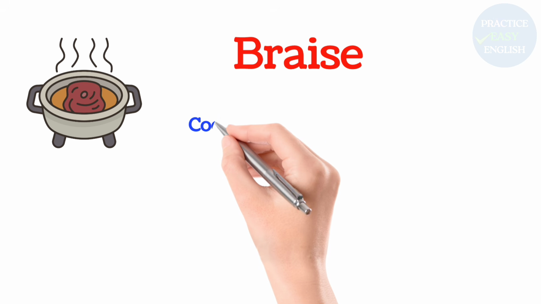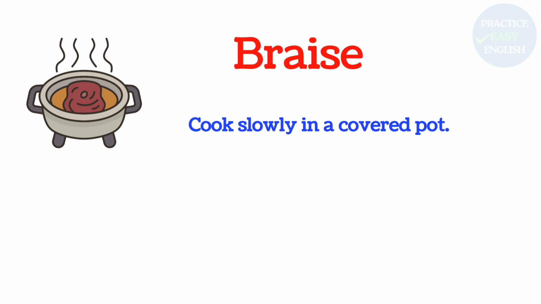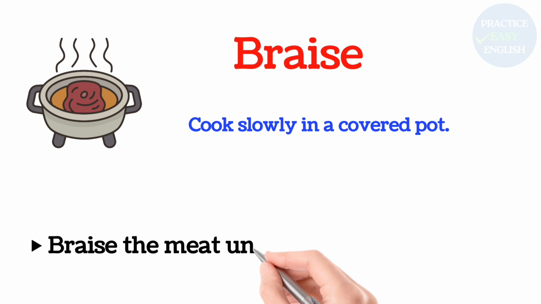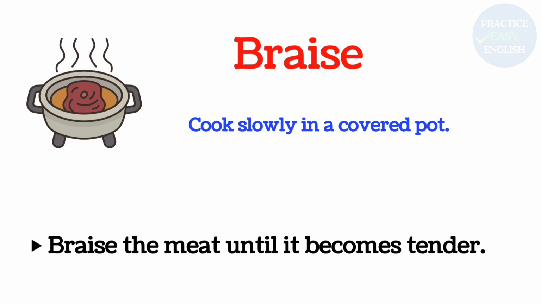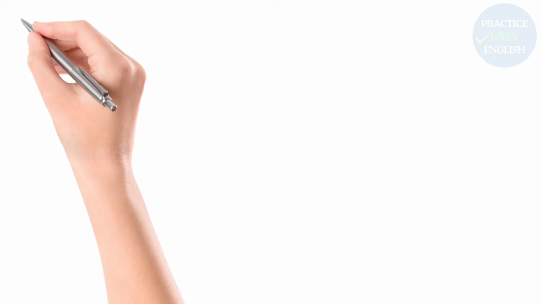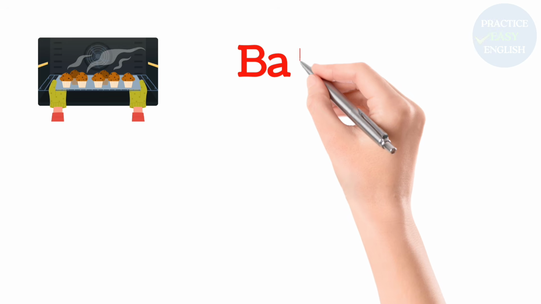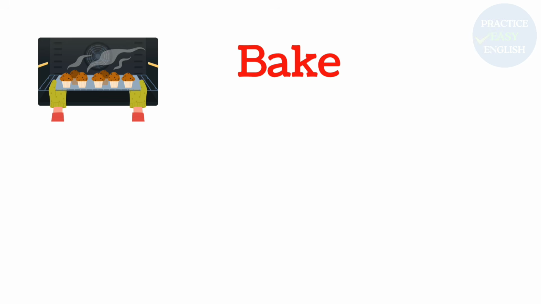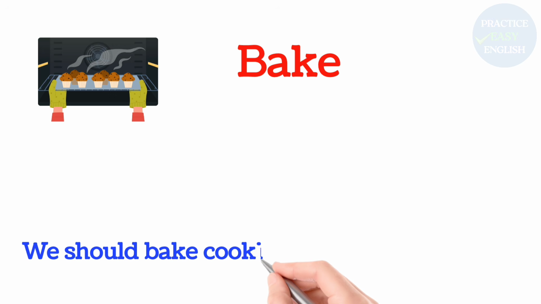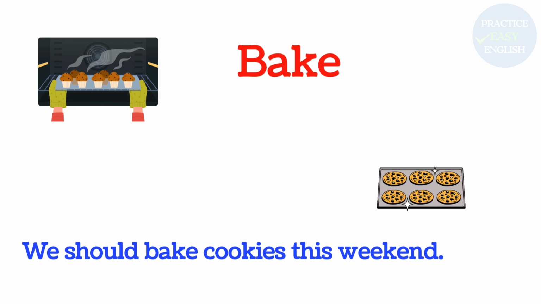Braise. Cook slowly in a covered pot. Braise the meat until it becomes tender. Bake. We should bake cookies this weekend.